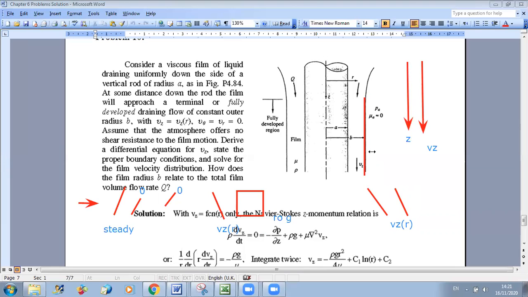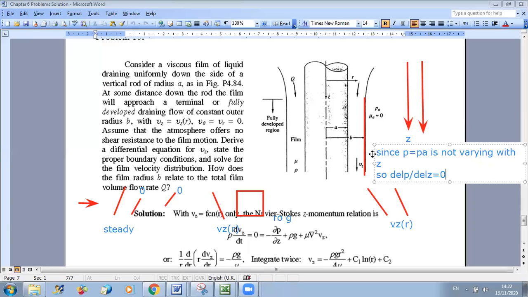Since P equals PA, it is not varying with Z, so del P by del Z is equal to 0. So this term will cancel out.